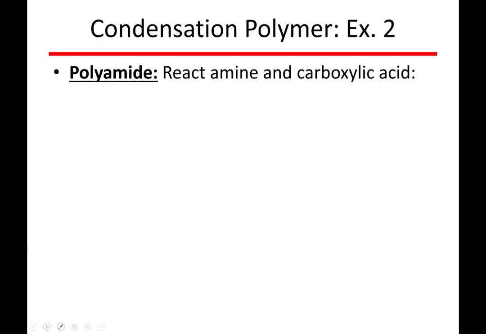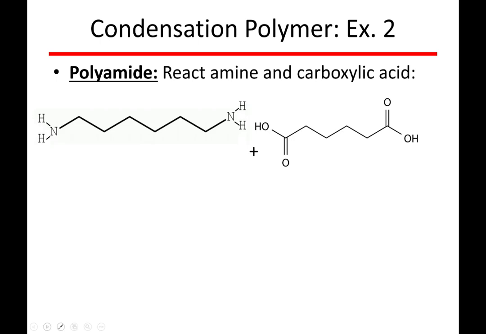We'll now take a look at a second example of a condensation polymer when we talk about polyamides. These are made by reacting an amine with a carboxylic acid. These are going to have a lot of important applications in biology. But we're going to first take a look at this reaction that's going to form a polyamide called nylon.